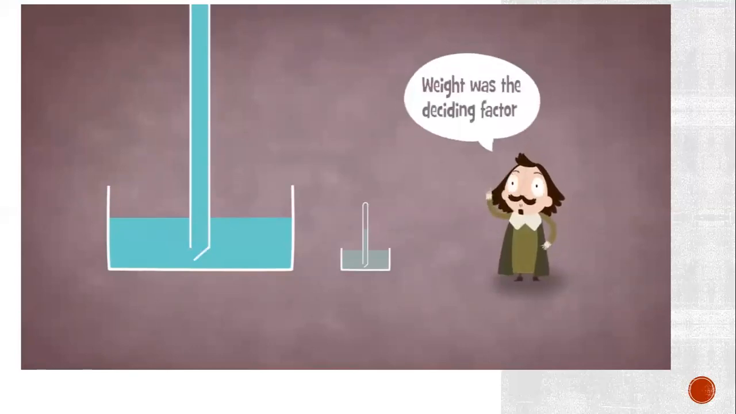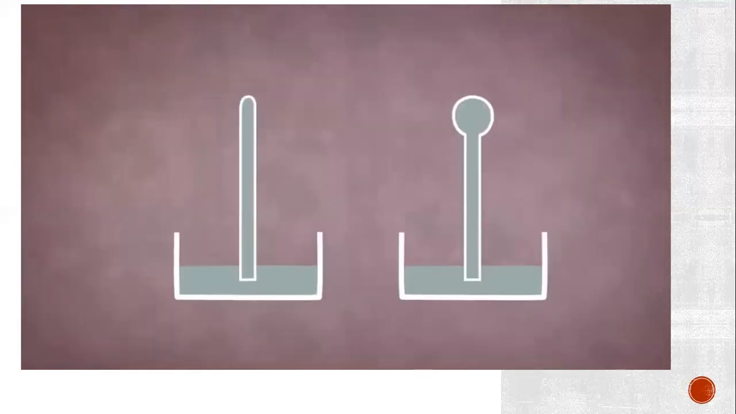the deciding factor. A variation on the experiment used two tubes, with one having a large bubble at the top. If Galileo's interpretation had been correct, the bigger vacuum in the second tube should have exerted more suction and lifted the mercury higher, but the level in both tubes was the same.